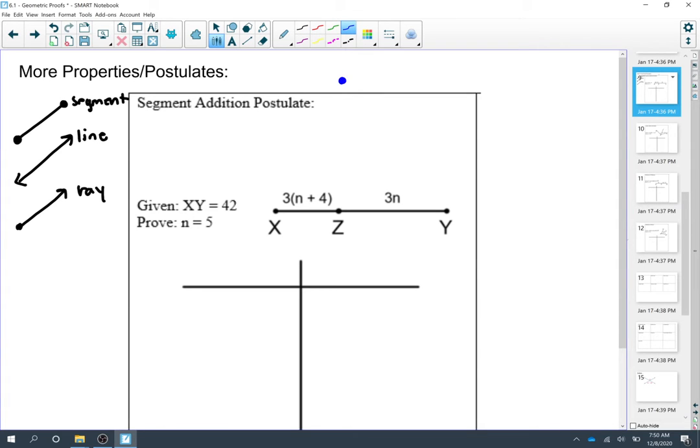So let's say I have a segment. I'm going to put another dot right here. I'm going to call this A, B, C. When you're labeling a point, you typically use a capital letter.